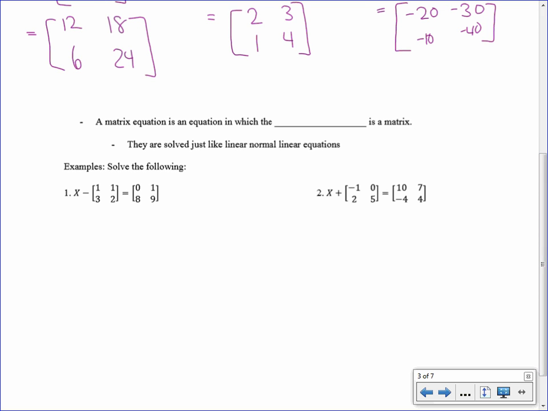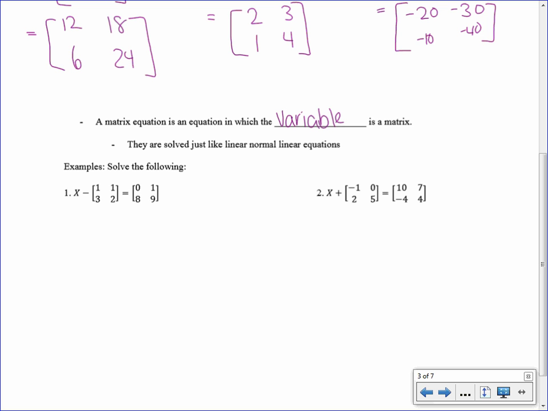We can also have matrix equations, and a matrix equation is just an equation in which the variable that we're solving for is a matrix. Alright, and remember, matrices are represented with a capital letter, so if you look at the 2 examples below, it's capital X instead of a little x. But we're going to solve it exactly like we would have solved all those other equations.